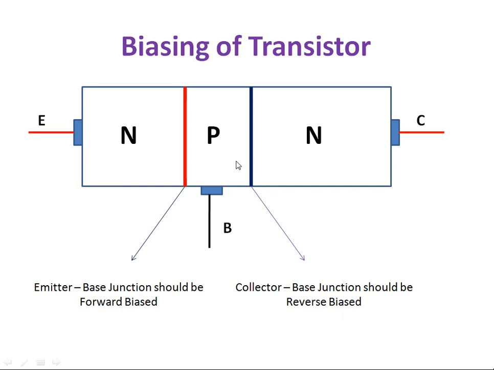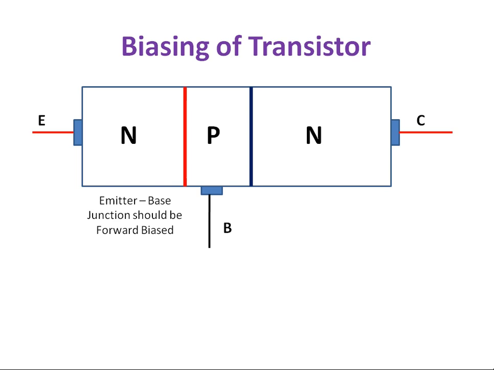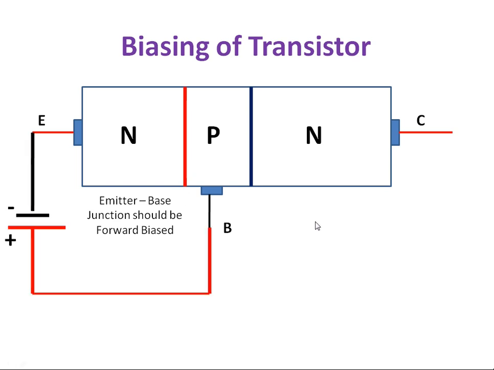So for proper operation of a transistor, the emitter base junction should be forward biased and the collector base junction should be reverse biased. You should keep this point in your mind. The emitter base junction is always connected in forward bias and the collector base junction should be connected in reverse bias. Otherwise your transistor won't act as a switch or as an amplifier. So this is the emitter base junction and the collector base junction.